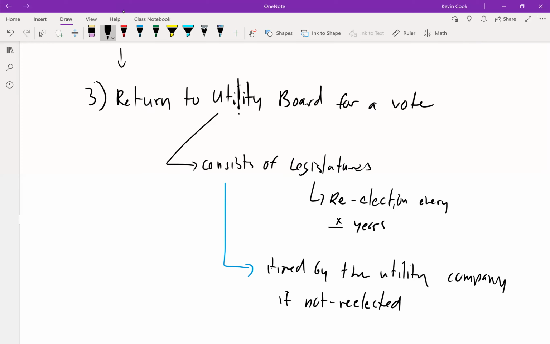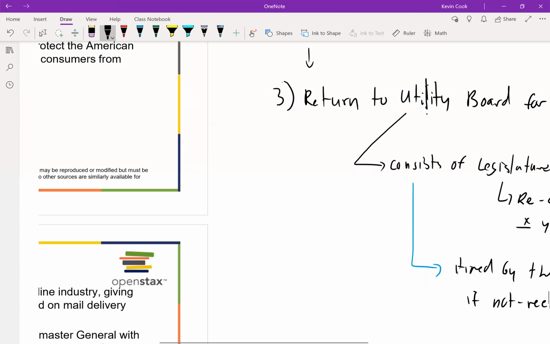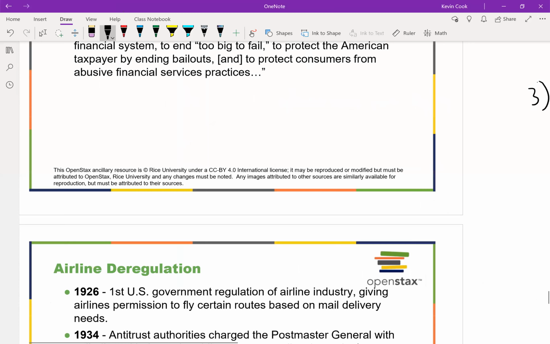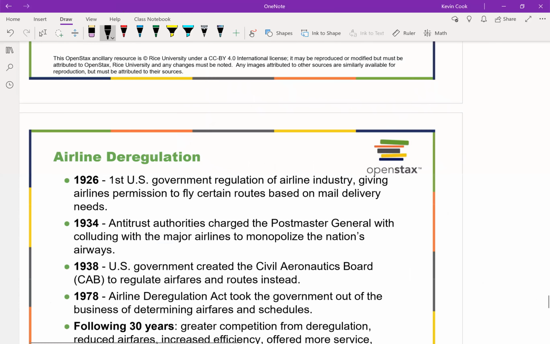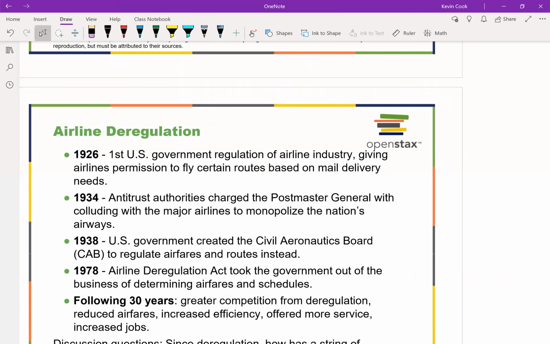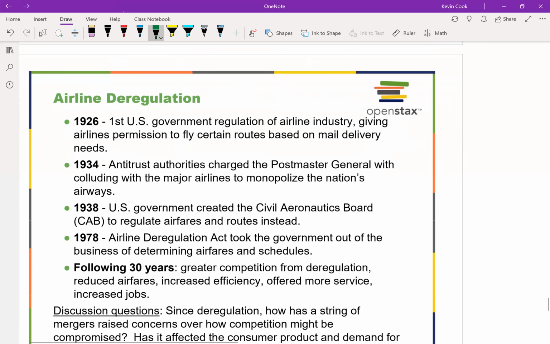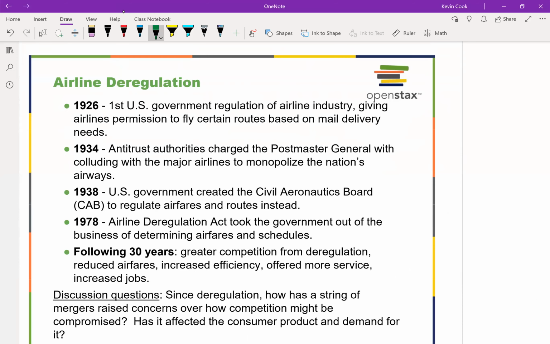So the big example of deregulation that I want to get into is the airline industry. Personally, I'm interested in airlines and flying, but it's a really good example of deregulation and some of the benefits that we can see from it. So the big year, so we have all these dates and stuff. The big one that I'm going to focus on right now is 1978, when we passed the Airline Deregulation Act.